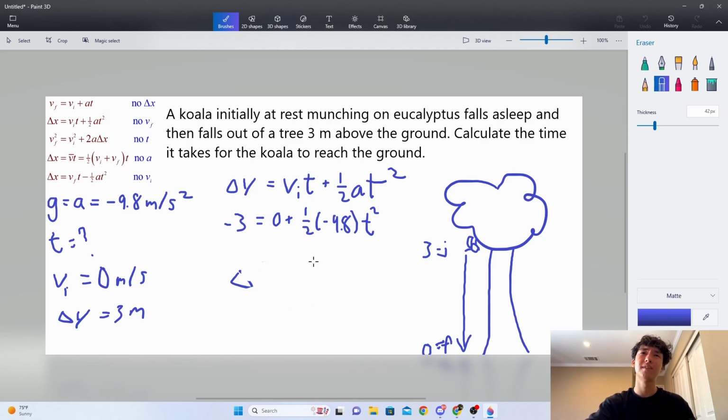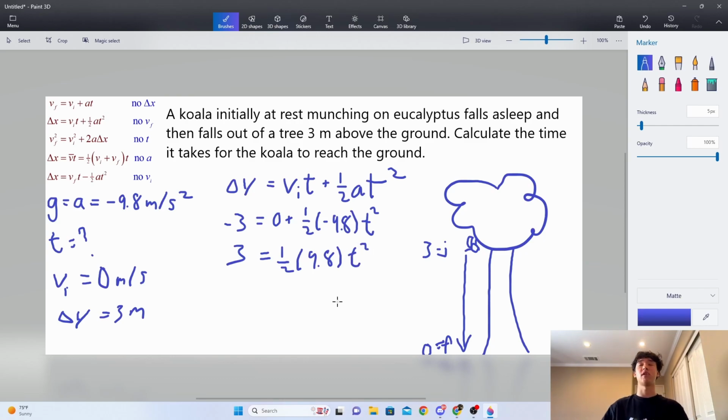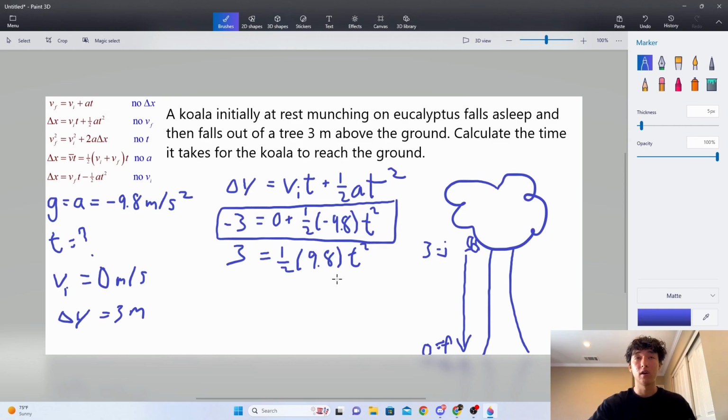But oftentimes, when I was doing physics through school, I wasn't even really paying attention to that kind of stuff. And honestly, what I would do is instead of the negative 3 and negative 9.8, I would just say 3 is equal to 0 plus 1/2 times 9.8 t squared, and I would just disregard the direction and get the answer right. And then if I needed to state the direction, I would just state it afterward. But if you want to get really technical about it, this is actually the correct way of doing it and writing the equation.